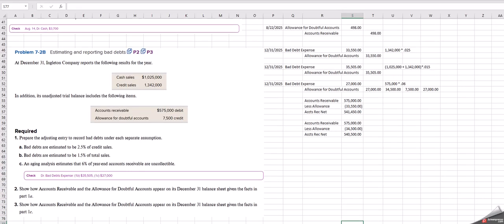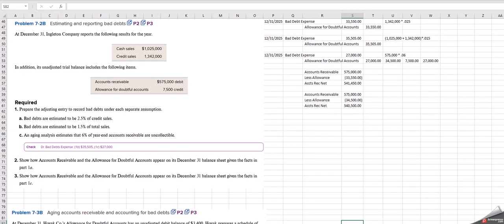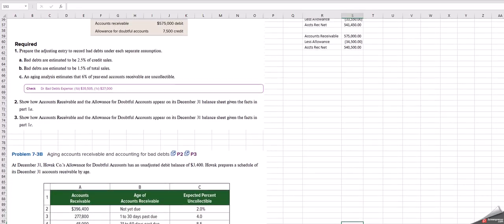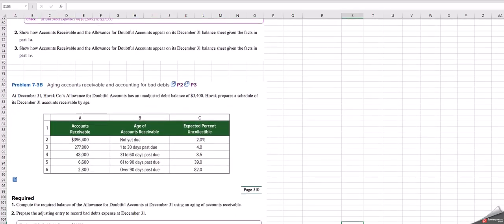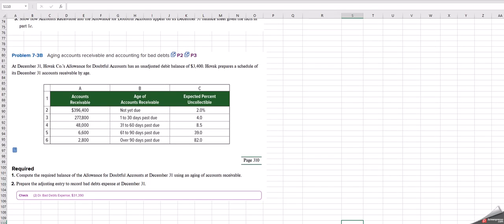Okay, so again, those are 2 of our different methods, as a percent of sales or a percent of accounts receivable. Then our third method was down here in problem 7, 3B. So this gets into a little more detail, and it factors in the aging of the accounts receivable. So we've got our not yet due, the 396,400, and those we're estimating them to be at 2%. 277,800, we're estimating those to be at 4%.